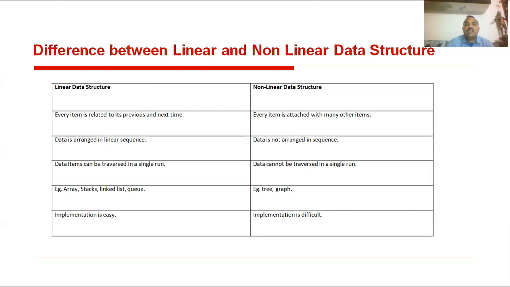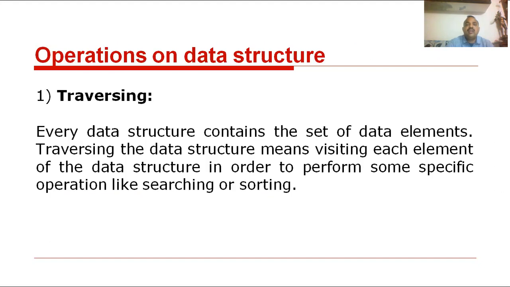Examples: arrays, stacks, linked lists, and queues are linear data structures. Trees and graphs are examples of non-linear data structures. Implementation is easy in linear data structures, whereas in non-linear data structures implementation is difficult. Clear? Then operations on data structures.